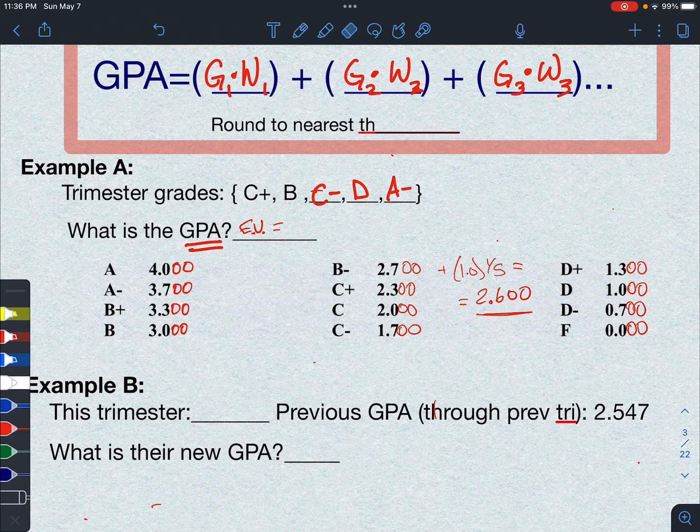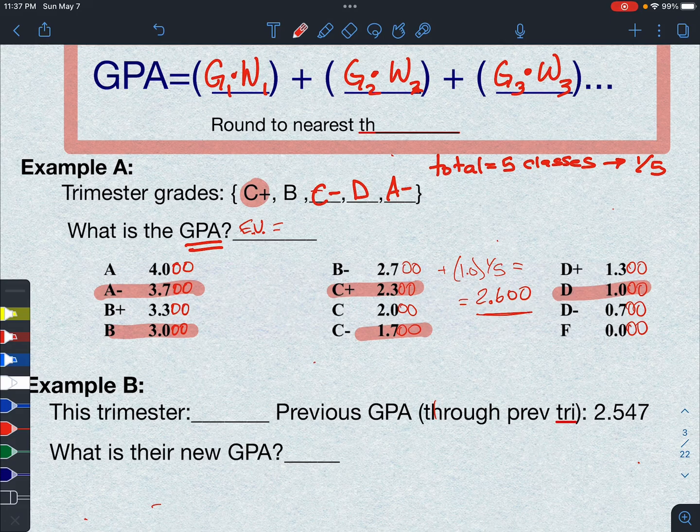Well, the first thing you'll note is we've got to use a chart to know what these values are. This C plus, where is it? Well, it's right here. And there's our B value, and there's the C minus value, and there's the D value, and there's the A minus value. Okay, so we see the values. What are the weights for each one of these? Well, in this case, our total is 5 classes. Each of the classes weighs the same. So the weight for each class will be 1/5.